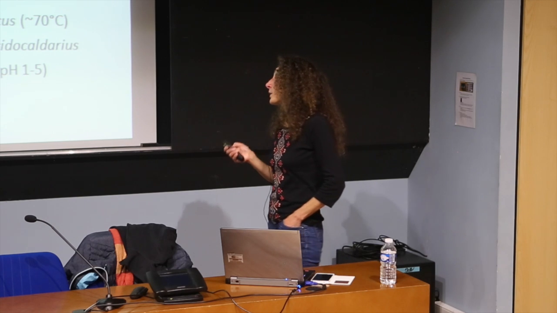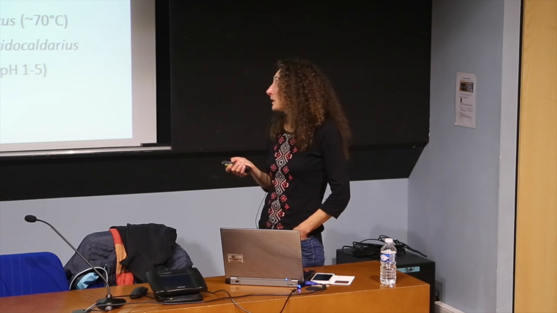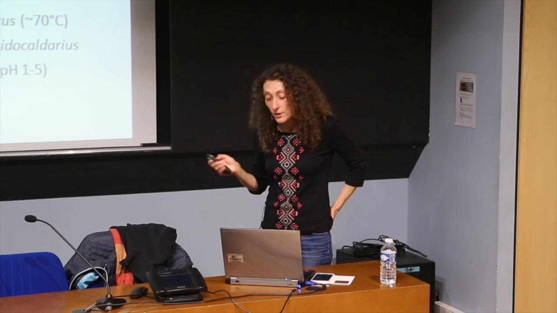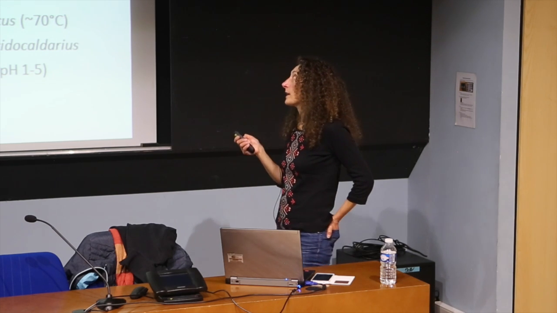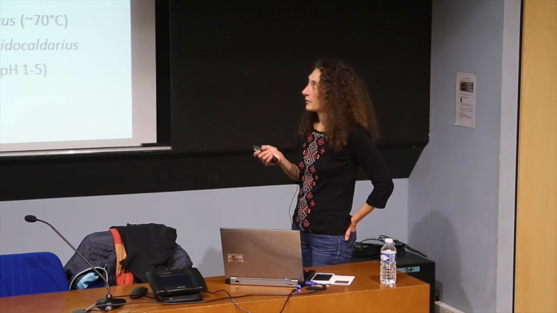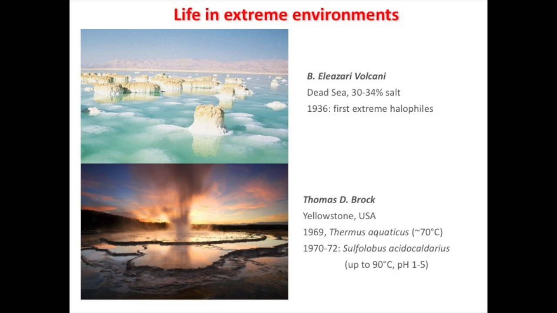But perhaps one of the earliest records of this type of organisms dates back to the 1930s, when Eleazari Volcani isolated some organisms that were adapted to high salt extremes, to very high salt concentrations in the Dead Sea. So showing that the Dead Sea is not dead, but there is life in the Dead Sea. So these were organisms that could grow at very high salt concentration. And by the way, it's not only that the salt concentration is very high, it is that there is a lot of magnesium as well, and this is a bit deleterious for many organisms. So a really highly extreme environment.